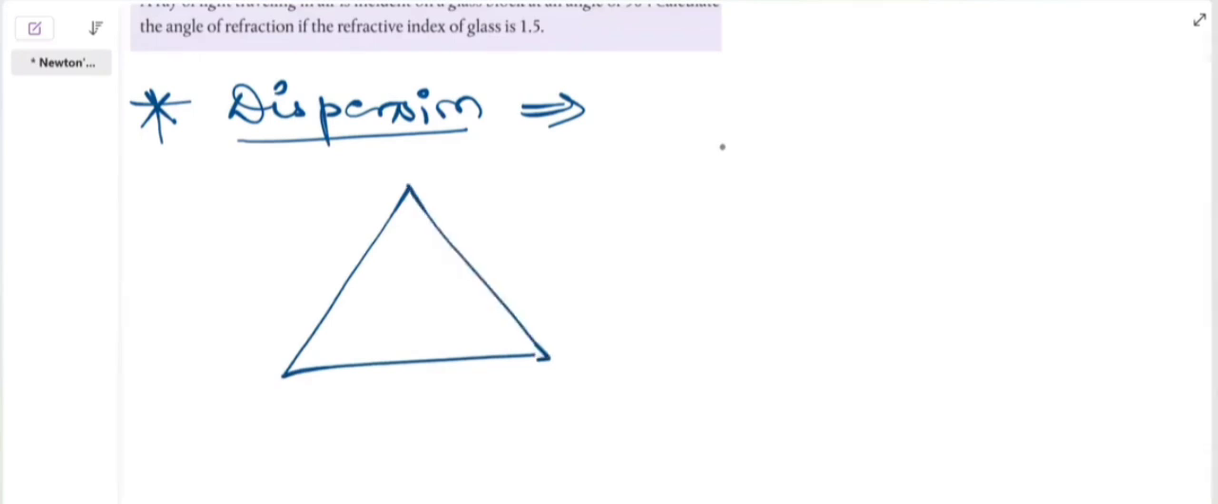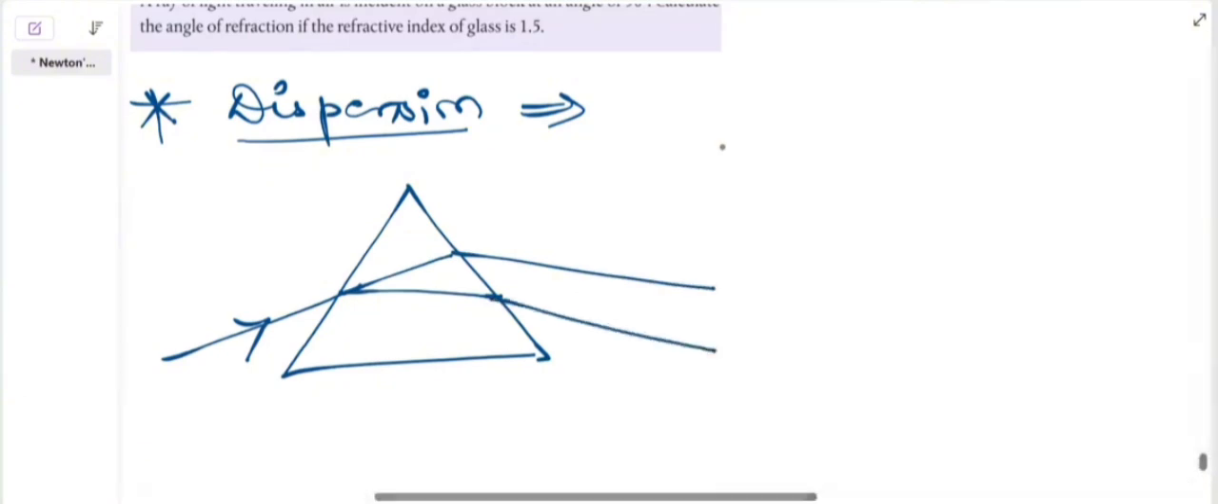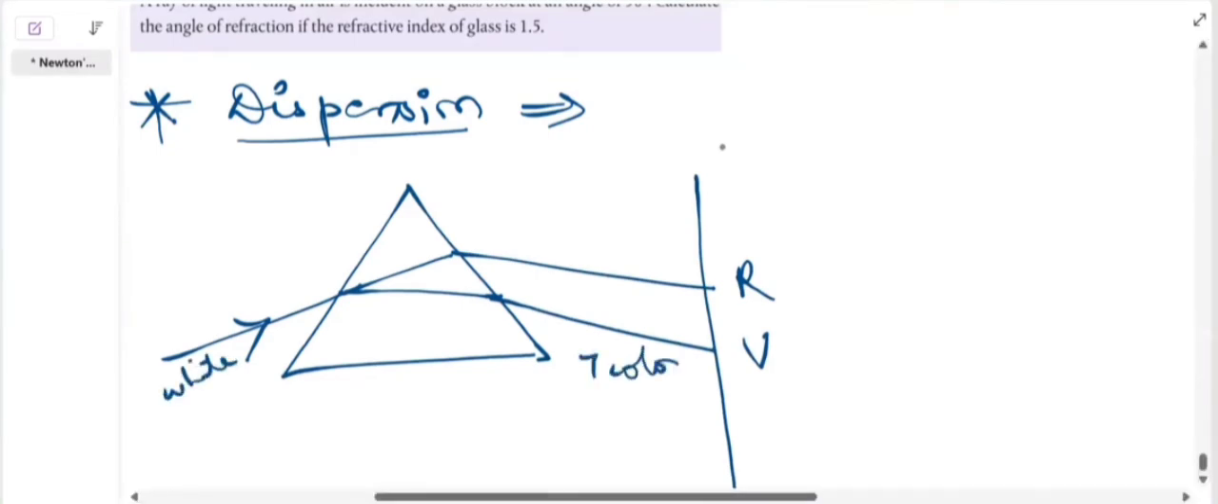Let's say here I am having a prism. From here I am passing a white light and it gives out two rays, one passing through like this, one passing through like this. On the screen you will observe the VIBGYOR pattern. So the splitting of white light into 7 colors when it passes through the prism is known as dispersion.